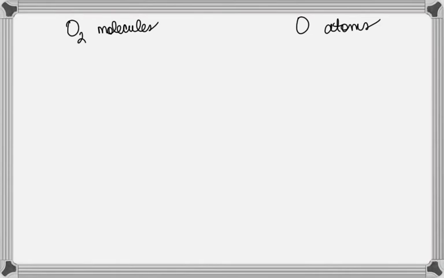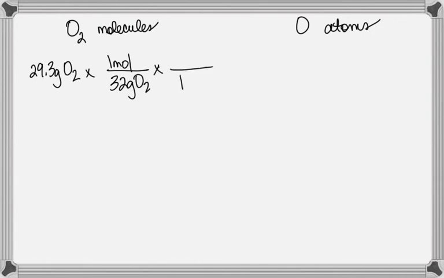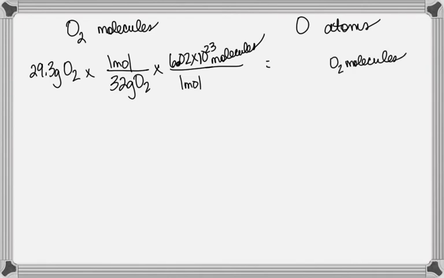So to do the molecules, we would take the 29.3 grams of oxygen. Of course, we'd convert it to moles. 32 grams is a mole. And we know that a mole is 6.02 times 10 to the 23 molecules. You'll have to forgive me, I don't have my calculator, so we're going to get a number there. But whatever number you get, that's oxygen molecules. If we want to know the number of oxygen atoms, we need to multiply it by 2 because it's O2. And that number is the number of O atoms.